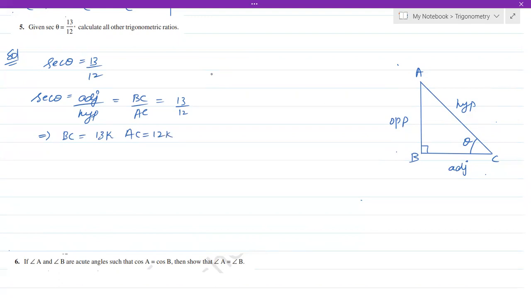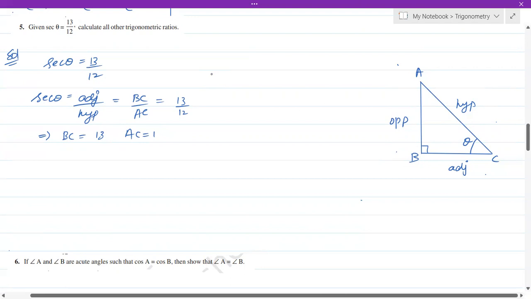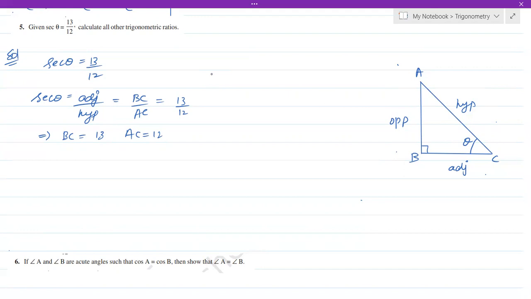Whenever we take ratios, it will be reduced to the simplest form. The common factor will be eliminated, so to get it back, we have to multiply it. That is the logic. But anyhow, directly let's take it as 13 and 12, no issues, because we are going to find the trigonometric ratios at the end. So that common factor will again get cancelled, so there is no need for writing that. We got to know the value of BC as 13 and AC as 12. So let's find the value of AB using Pythagoras theorem.